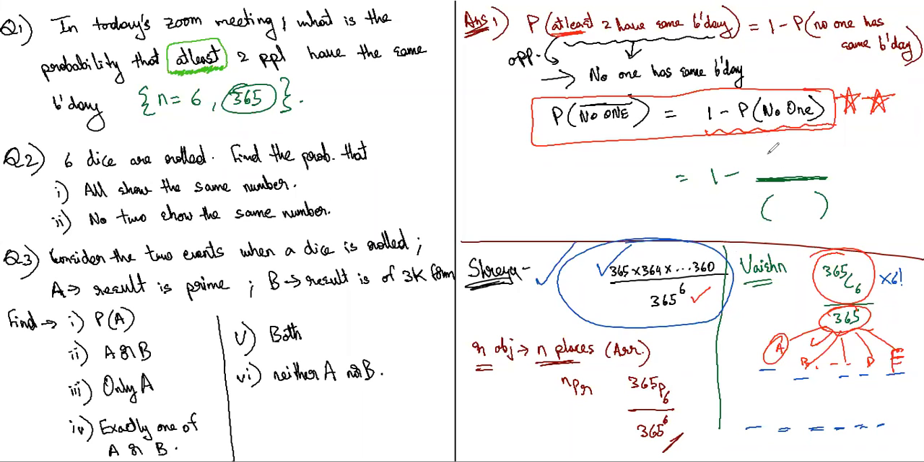Answer will be 1 minus 365P6 over 365 to the power 6. Okay. So, wait, probability होने के बाद then you have to be a little stronger in PNC. So this is the first one. किसी में कुछ doubt है?